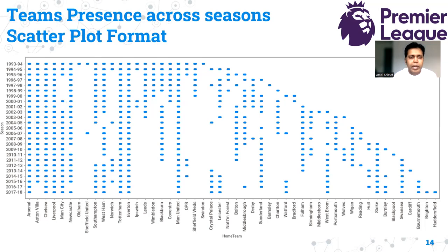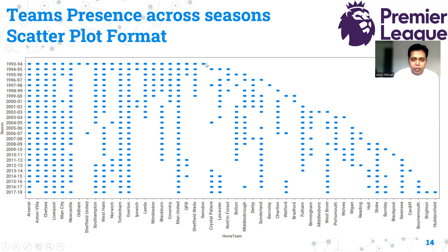The scatter plot gives a good idea of which teams were present across all the seasons. We can see the teams on the x-axis and the seasons on the y-axis, and which teams are present in which season. There are teams like Arsenal, Chelsea, Manchester United, Tottenham, Everton, which were present for almost all the seasons starting from 93-94, while teams like Brighton and Huddersfield were present in 2017-18 only.